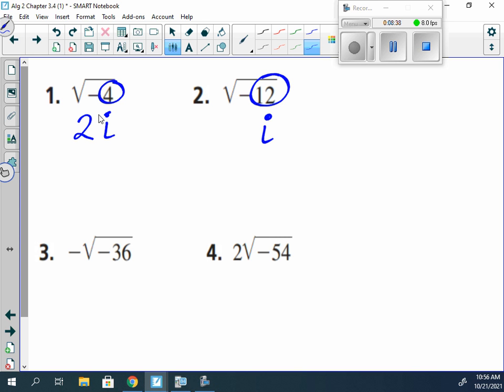Do we have a calculator that will reduce radicals? The yellow calculator, the TI-30XS. What we can do is plug in the square root of 12 into it. And it comes out as 2 square root of 3. So it would be 2i square root of 3.